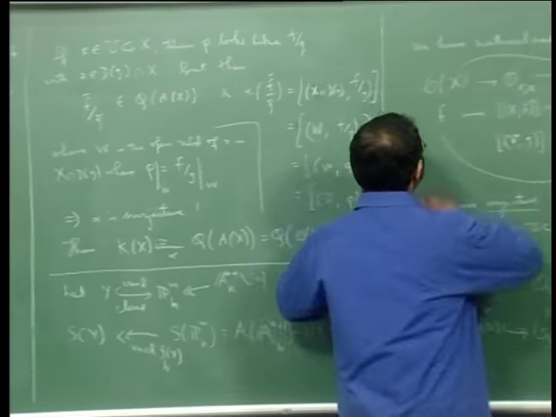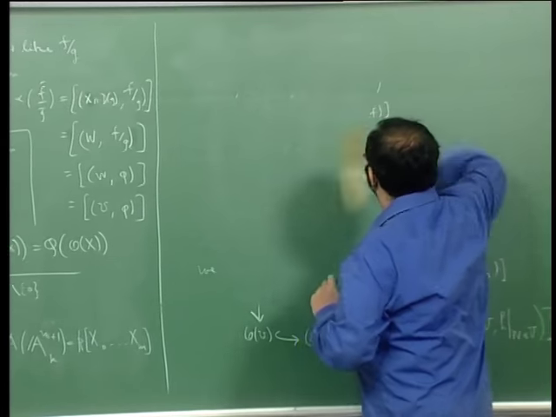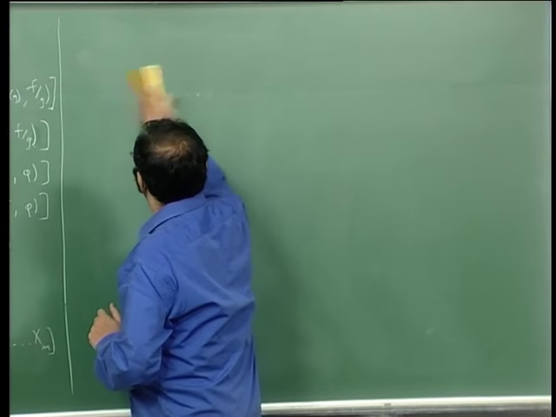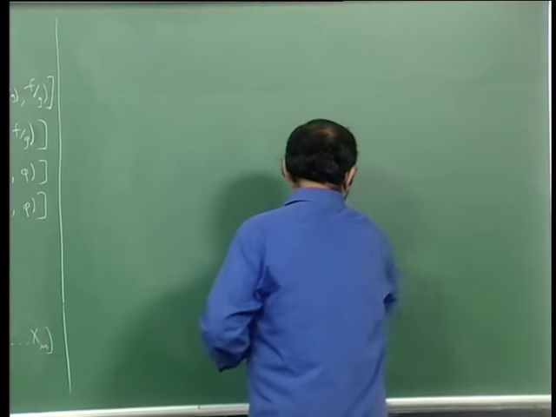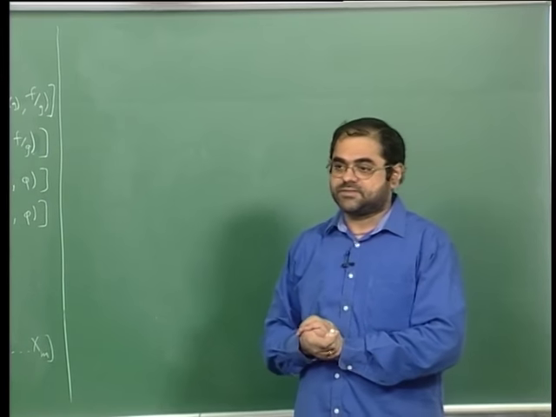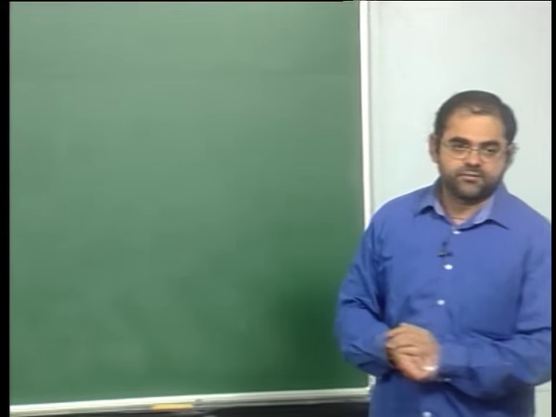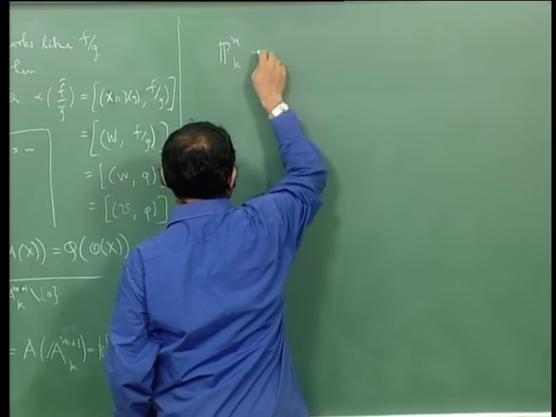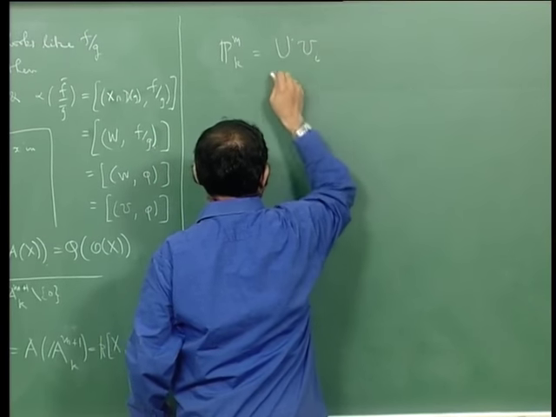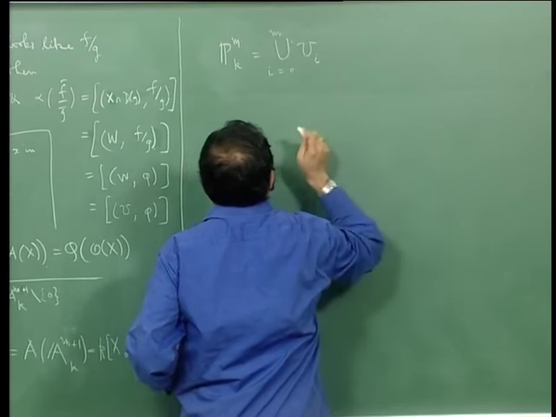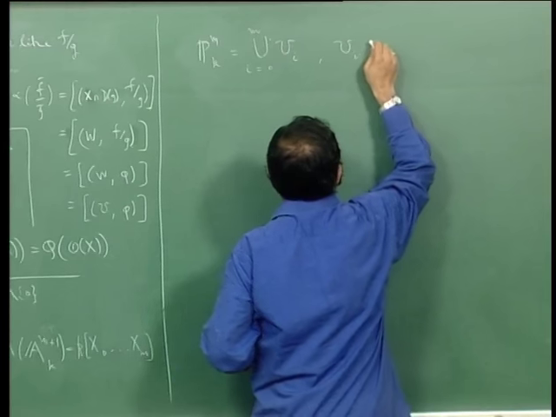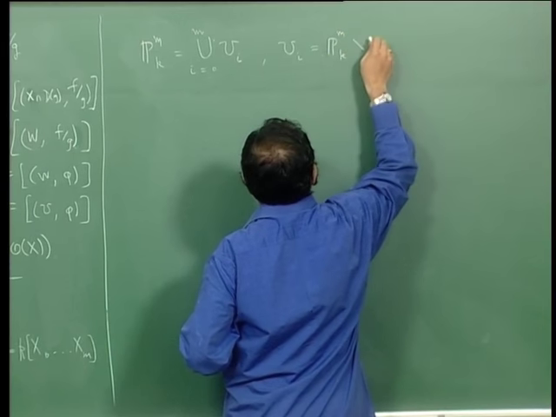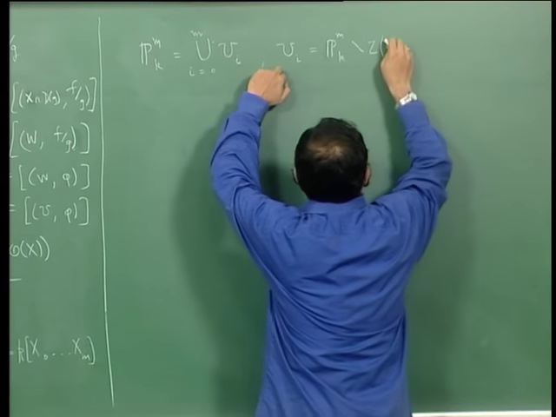Now we have seen in earlier lectures that the projective space has an affine cover consisting of m plus 1 open subsets which are each isomorphic to affine m-space. Okay, so we have P^m_k is the union of U_i, i equal to 0 to m. U_i is just the complement of the zero set of x_i.